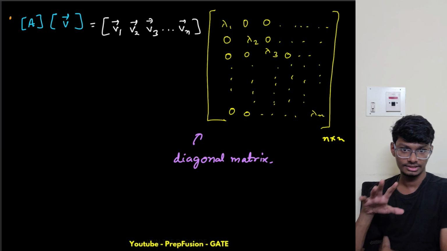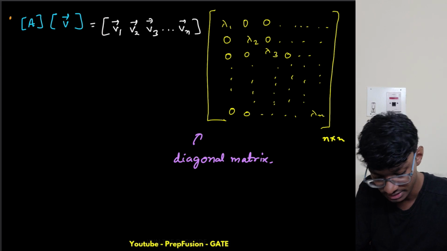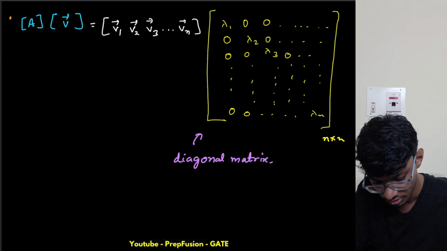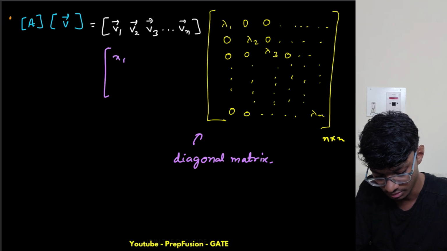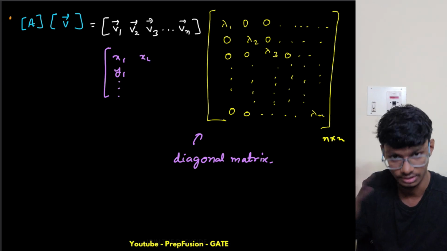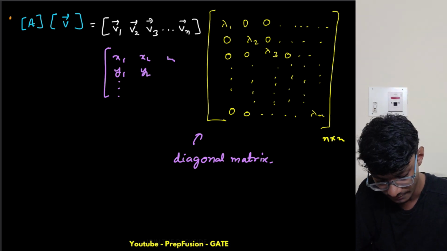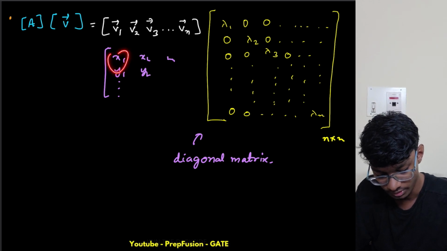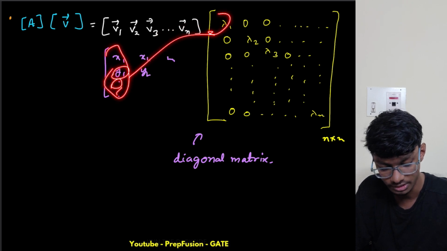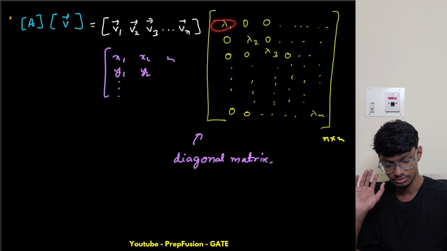Basically, if I multiply this v1, which is a column matrix, understand that this is a combination of column matrices. Like v1 is something like x1, y1, z1, and v2 is x2, y2, z2, and v3 is x3, y3, z3. What I am doing is multiplying row into column. So x1 times lambda 1, then y1 times lambda 1, and z1 times lambda 1. This first column is always getting multiplied with lambda 1, so I always get lambda 1 times v1.